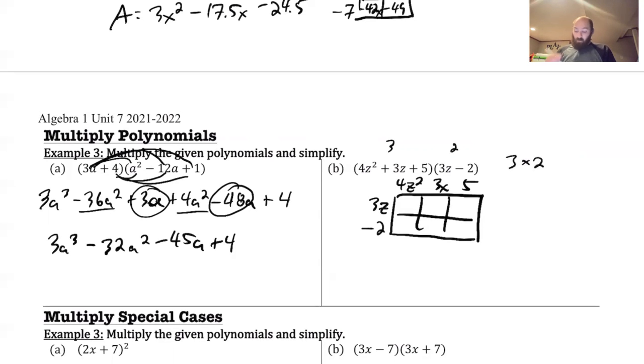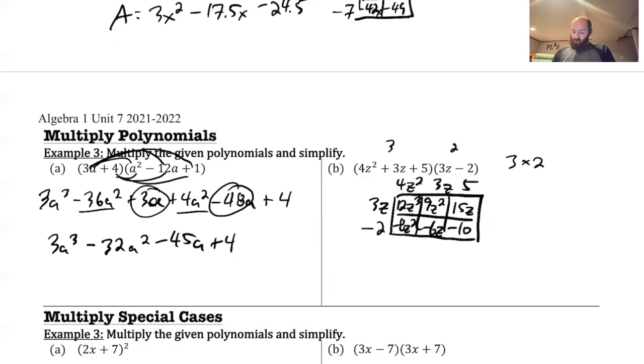Okay, from there, we're just doing each of those little areas basically. So 4z squared times 3z is 12z cubed. I put an x there, should have been a z. 3z times 3z is 9z squared. 5 times 3z is 15z. 4z times a negative 2 is a negative 8z squared. 3z times a negative 2 is a negative 6z. And then 5 times a negative 2 is a negative 10.